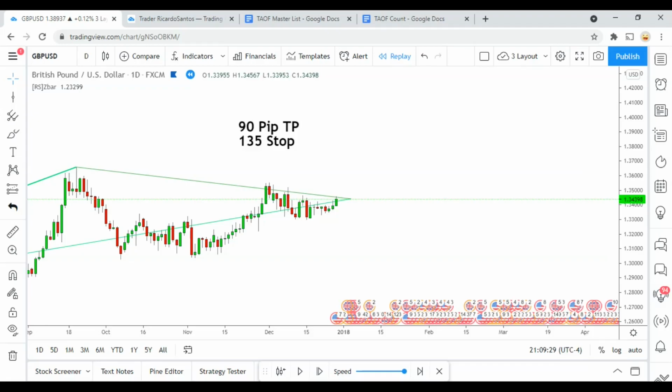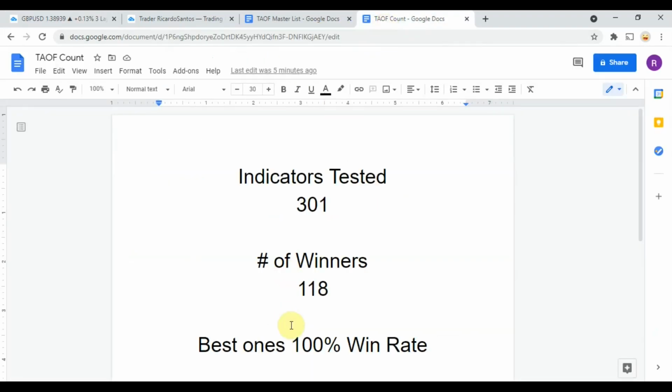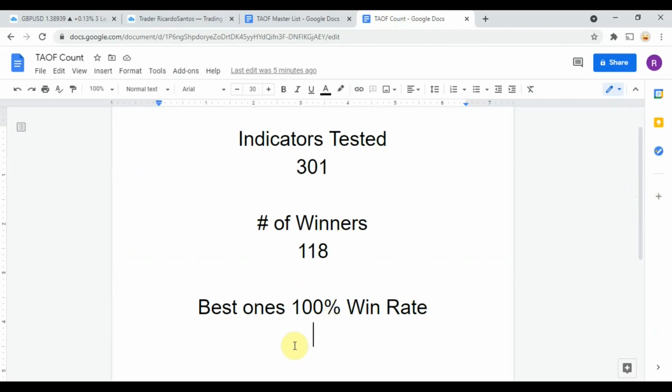Alright, as I said, today we will be testing the ZBar indicator. Before we do though, I wanted to put the indicator scoreboard up for everyone to see. So to date, we have tested 301 indicators, and out of those 301 indicators, 118 of them have been winners, which means that they have met or exceeded the 60% win-loss ratio threshold that we have set for them. The best ones so far were able to achieve a 100% win rate.